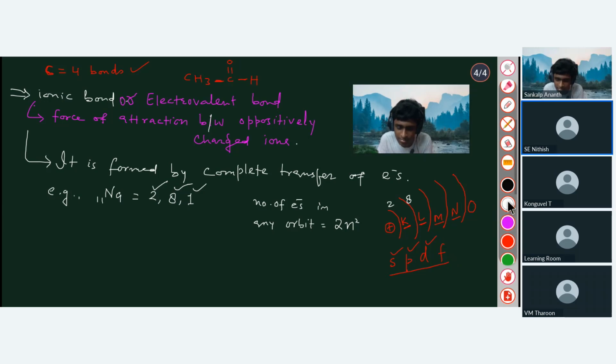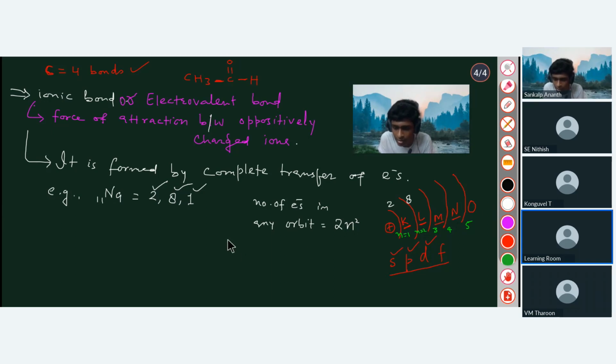And what is the value of n? Can you tell me what is the value of n in case of the K shell orbit? The n value is 1, for L the n value is 2, then 3, 4, 5. Exactly. For O, it will be 5.